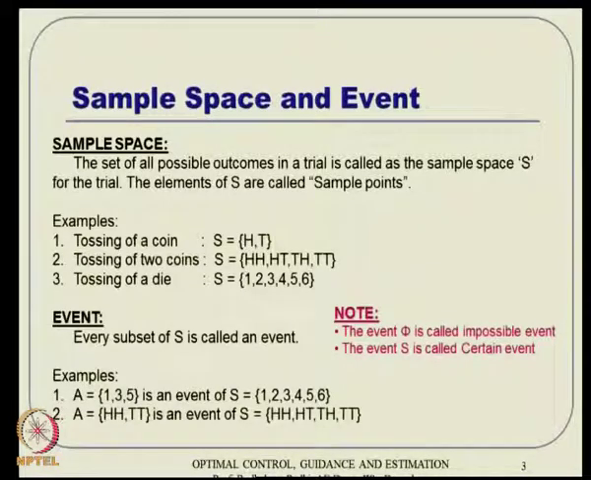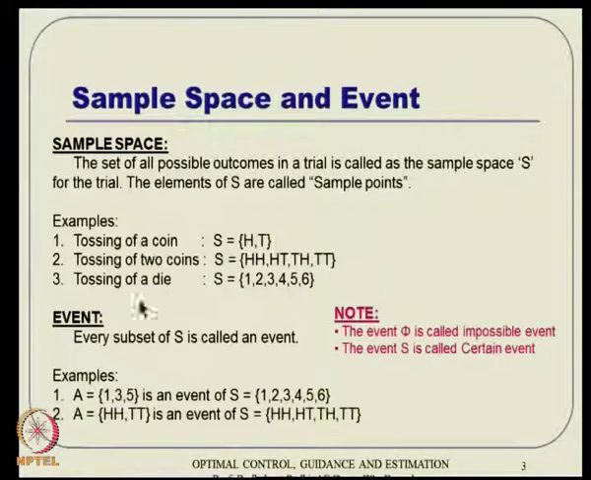What are the sample space and events? The set of all possible outcomes in a trial is called the sample space S for the trial, and the elements are also called sample points. An example is tossing a coin. If you toss a coin one time, the result is either head or tail. You can think of head as a sample point and tail as a sample point, whereas the sample space contains both. So, {H, T} is the sample space.